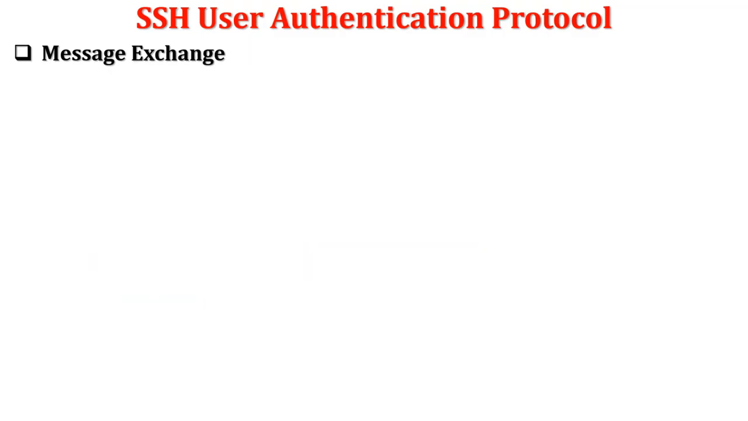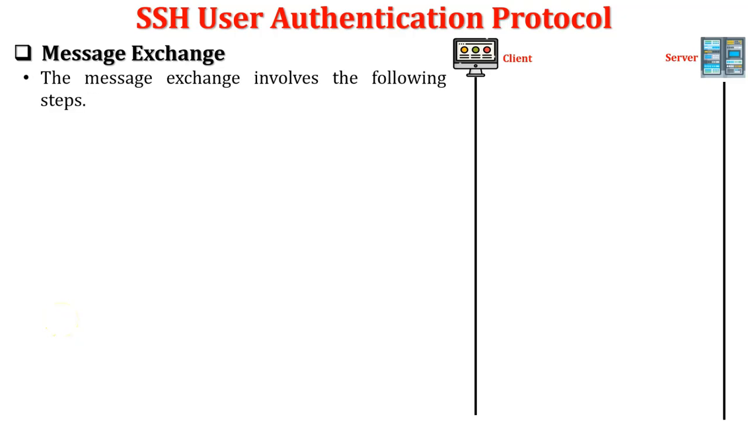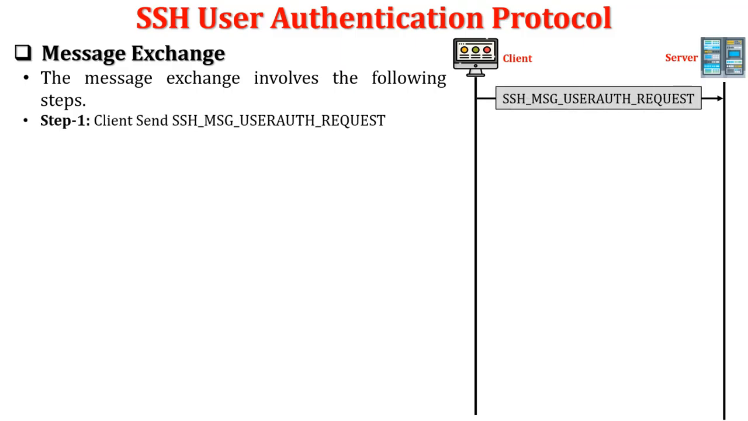The next function is message exchange. Let's take one scenario to understand the message exchange function. For example, there is one client and there is one server. Now message exchange takes place between the client and server. It includes the following steps. Step number 1 is the client sends a user authentication request to the server. After the client's authentication request, the server checks the username.